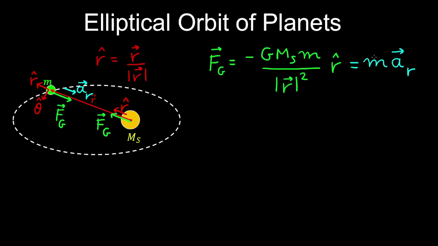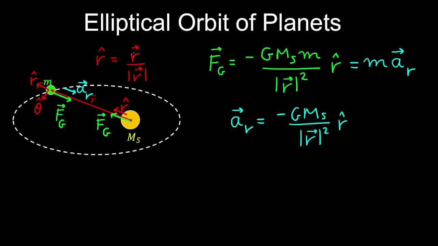So if we simplify this equation, we get minus G M_s on the squared magnitude of r in the r hat direction. So the mass of the planet cancels. So no matter where the planet is in the orbit, it accelerates towards the star's center of mass at all times.